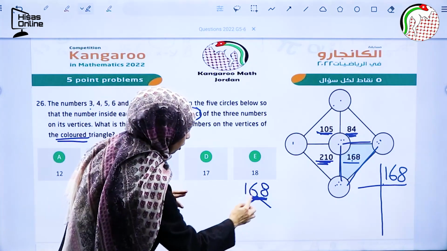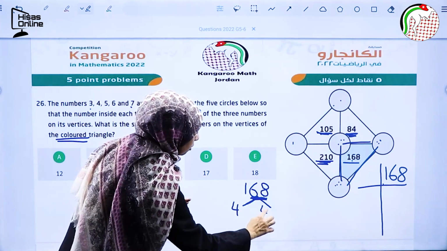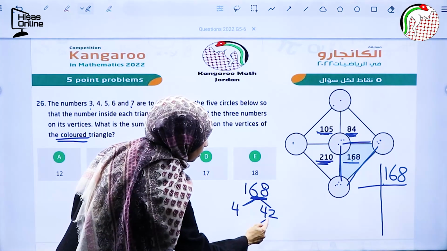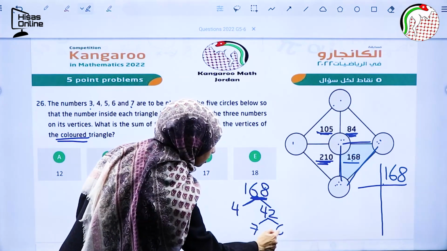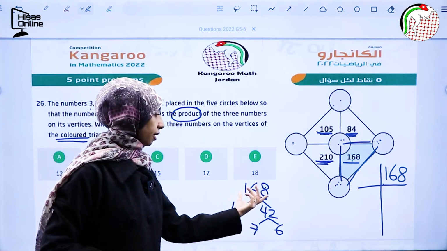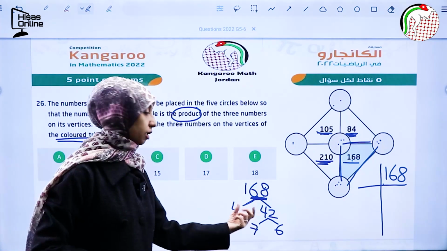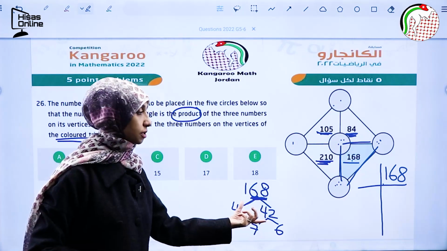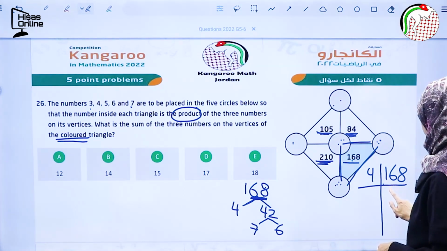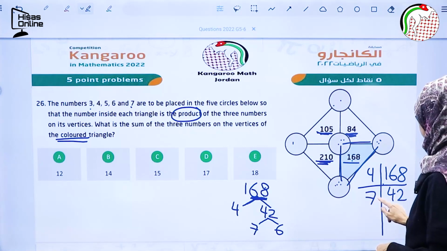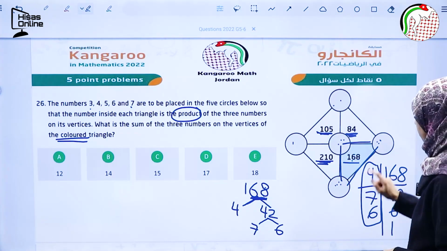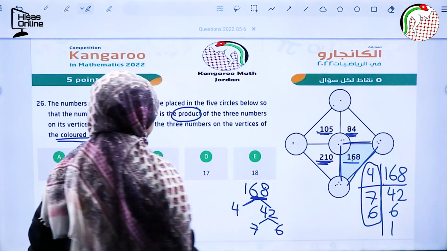If we start by 4, that makes 42. What gives me 42? It's 7 and 6. Those are the factors. I used the prime factorization tree in order to find only factors, not prime factors. You can use the same here. If you divide again here by 4, you will have 42. The 42 is divisible by 6, by 7, it's 6, and 6 is 1, and those are the factors. I'm not looking for prime factors.